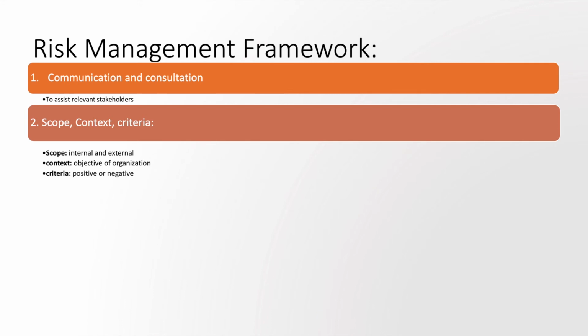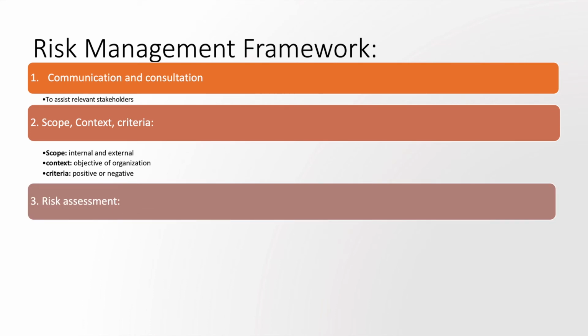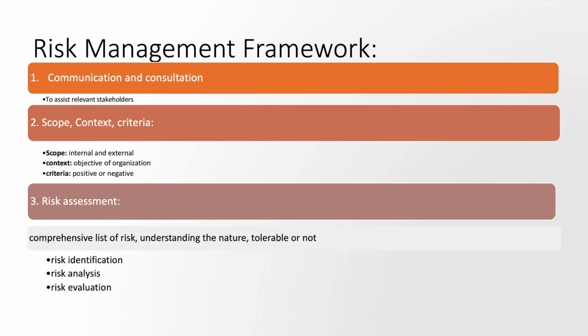Now we're moving to another step, that is risk assessment. How are we going to do the risk assessment? First of all, we will make a comprehensive list of risks, understanding the nature, is it tolerable or not? These are questions you have to ask when you are doing risk assessment. First of all, you will be doing risk identification: the processes and the sources, identifying which sources this risk is coming from. You have to make a comprehensive list of risks.